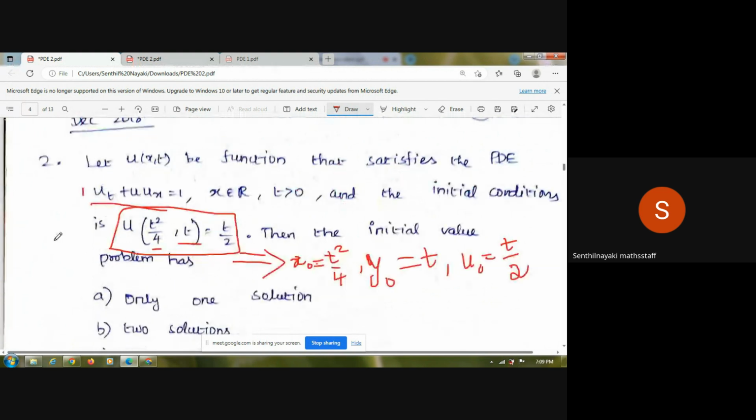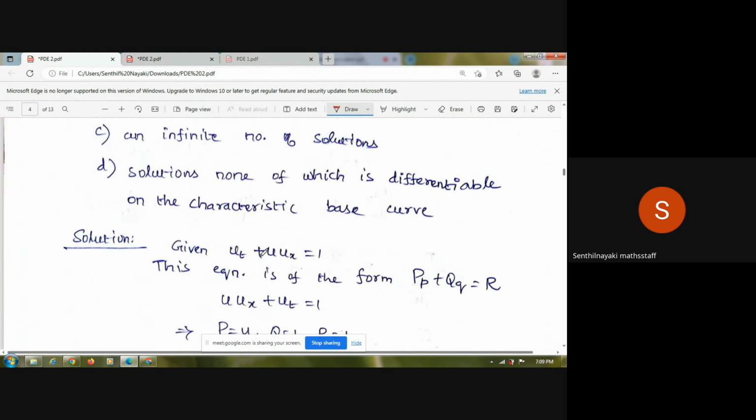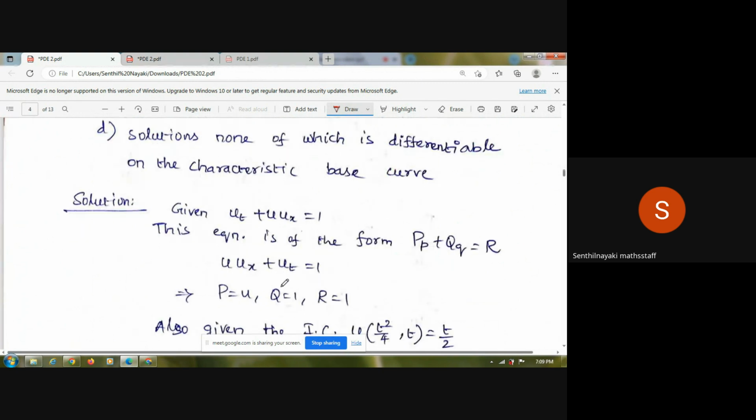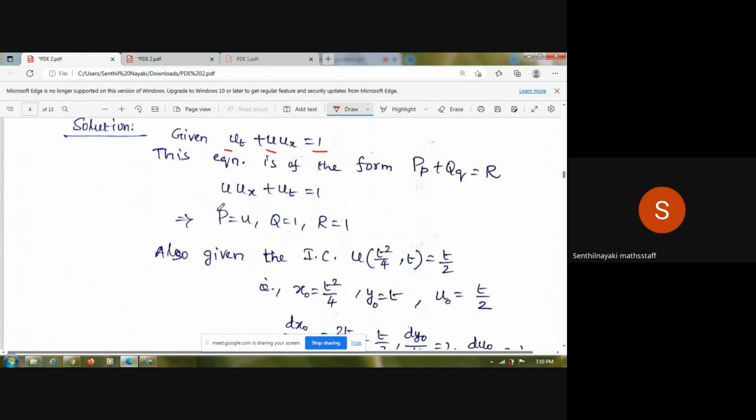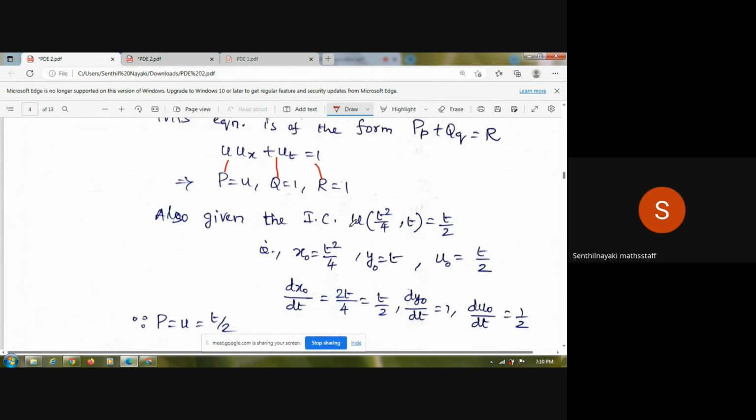Now you have some basic knowledge of this type of problem. First, we have to find out the value of P, Q, R. P is u, Q is 1, and R is 1. So u u x plus u t equal to 1. This is the P value, this is the Q value, this is the R value. Next, from the initial condition, we can take the values of x naught, y naught, and u naught.